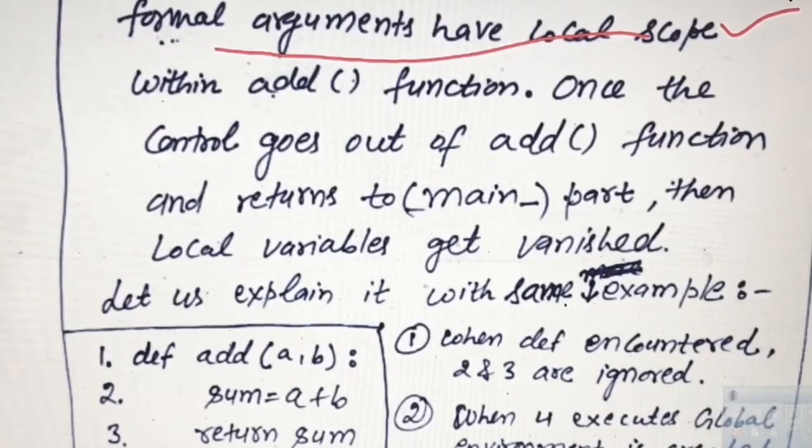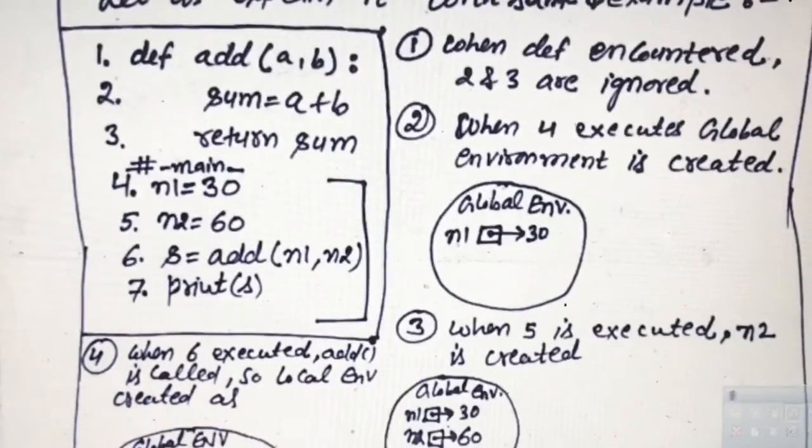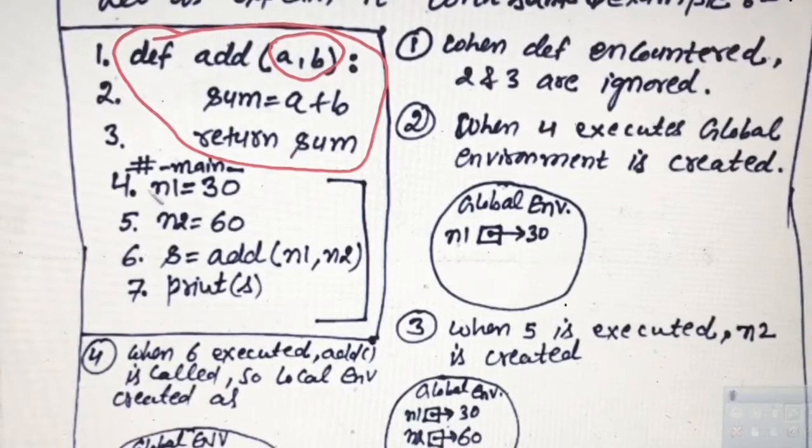Now let's take one example and try to explain the scope here. We will call it the global environment or local environment. So first take this example. I have taken a function add, and in this add function there is the code sum = a + b, return sum, and it takes two arguments a and b. So this is a simple function. Now n1 is a variable, n2 is a variable, then this function is called, and then s is printed.